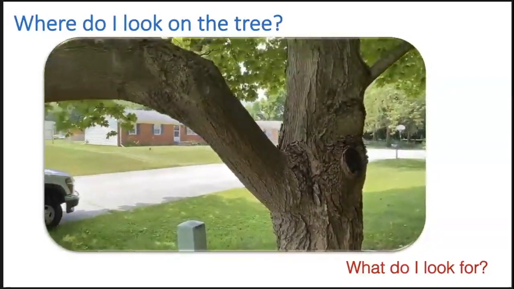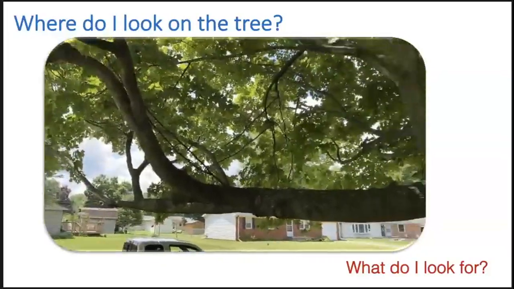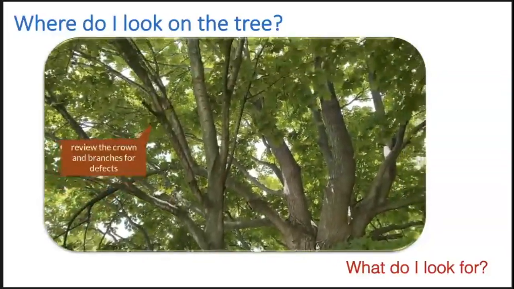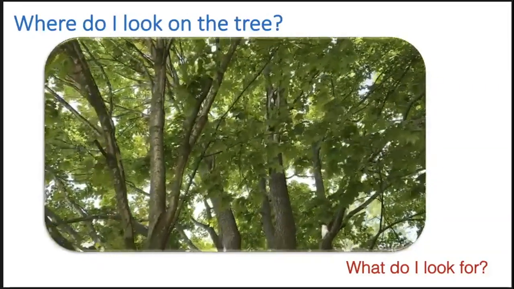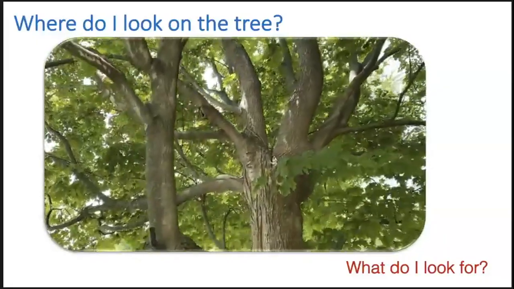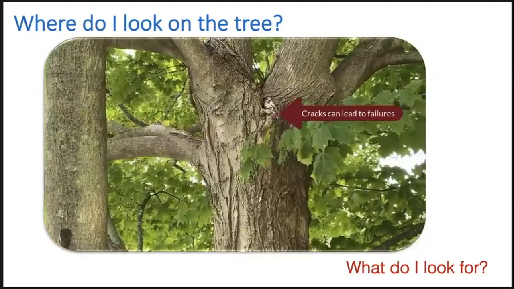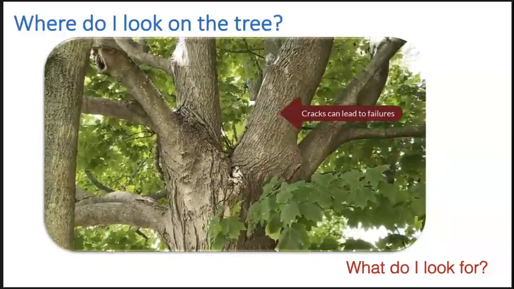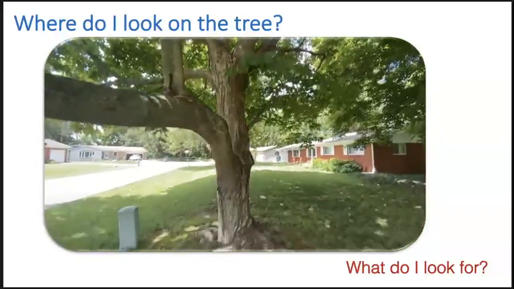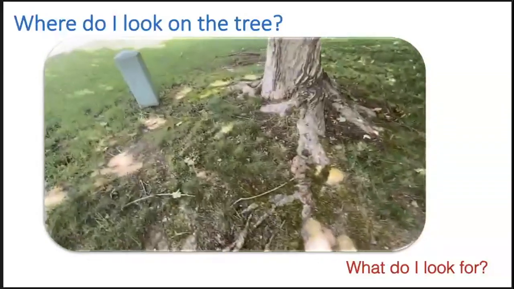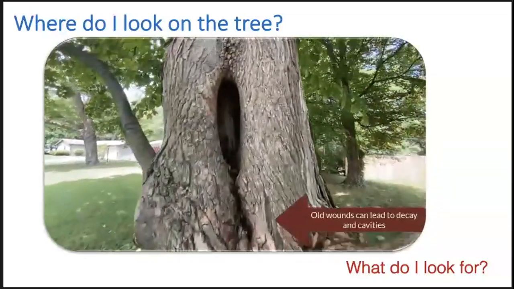I look at branch structure to see what type of branch habit it has, if there are codominant stems. I'll look for defects such as perhaps cracks or other types of weaknesses. You can see in the sugar maple, there's a crack there because that's a codominant stem, which is a very weak attachment between two branches and has a very high likelihood of failure. Again, reading the body language of the tree, I just look for things that could cause the tree to fail.